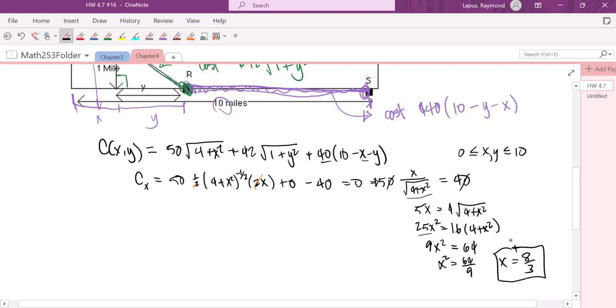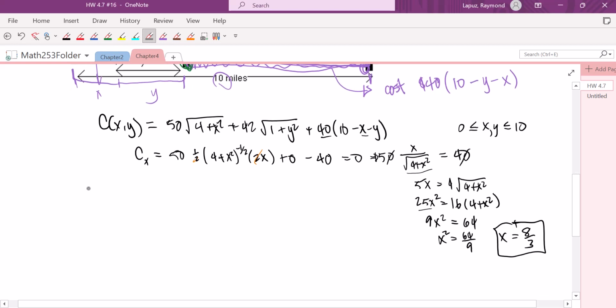Now, given that we only have one x value out of this, it probably is a good sign because this will be the only critical point, depending on what we get for c sub y. But if we do only get one critical point, then maybe that's a good thing. All right, let's find c sub y.